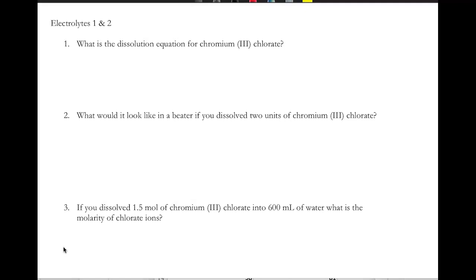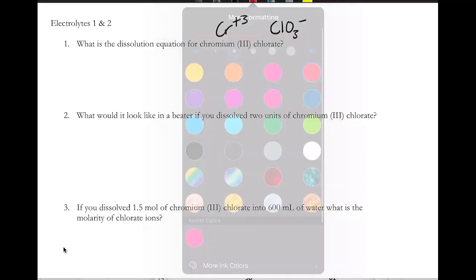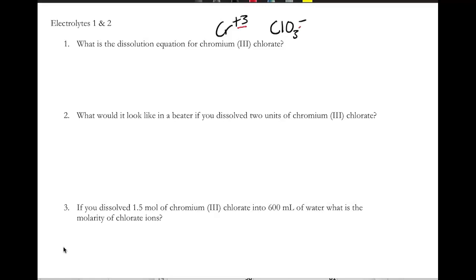So we know that chromium 3, it tells us right there, has a +3 charge. And chlorate is just one of those ions we should know. It's also in our solubility table if we wanted to look it up. And chlorate is ClO3 minus. So we can do where we swap partners. So here we've got the +3, here we have -1, so we can swap those.